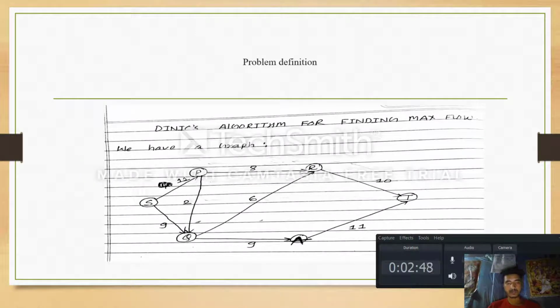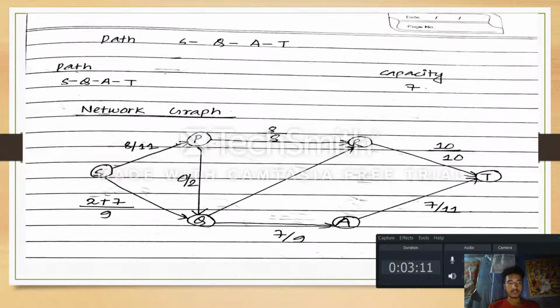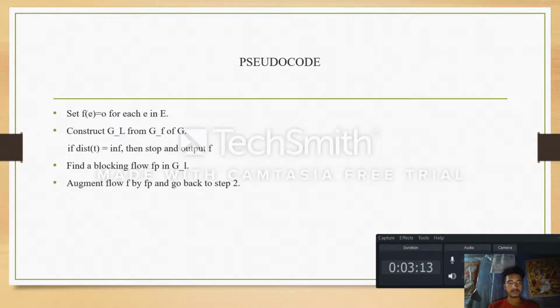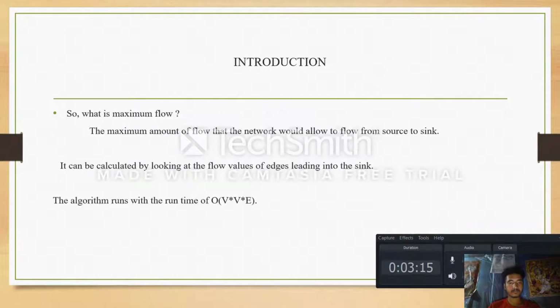Here the S in the graph represents the source and T represents the sink. The maximum amount of flow that is transferred from the point S to T is called maximum flow. So let's get back to the introduction. The algorithm runs with a runtime of big O of V squared E.